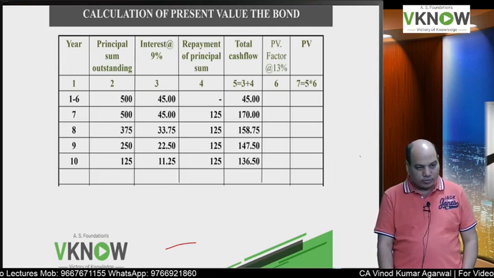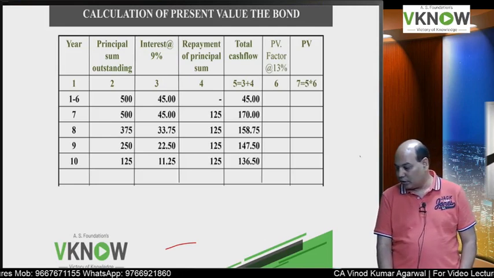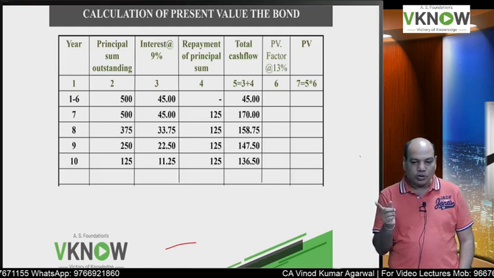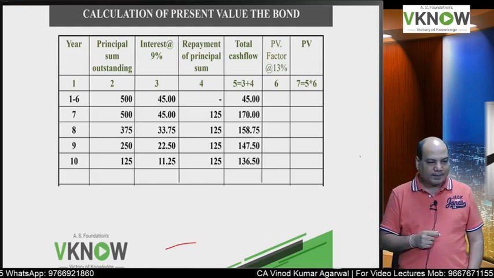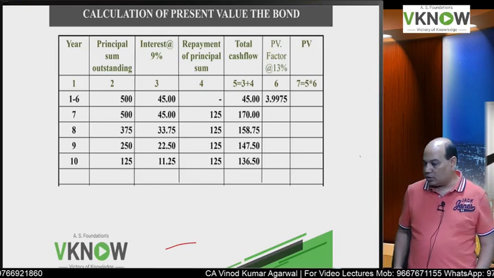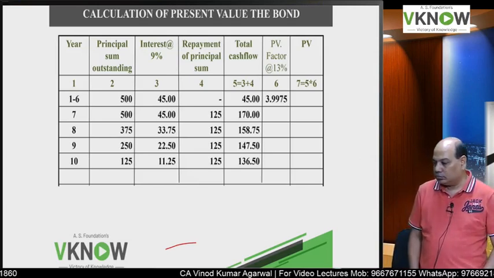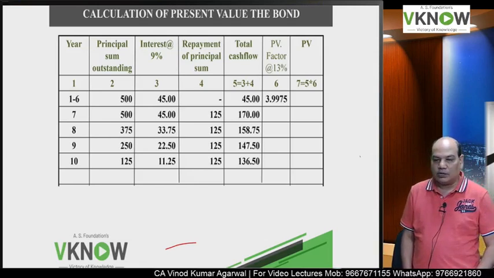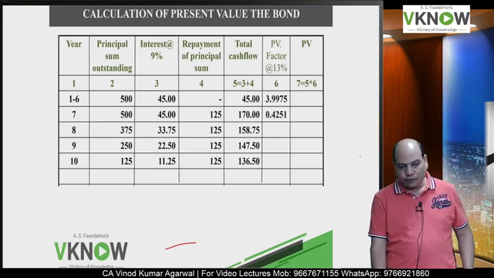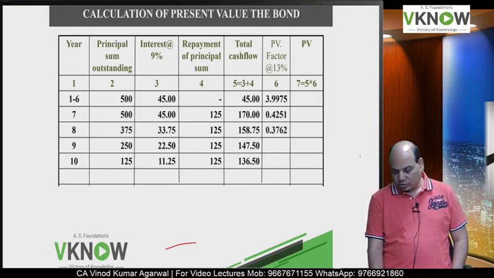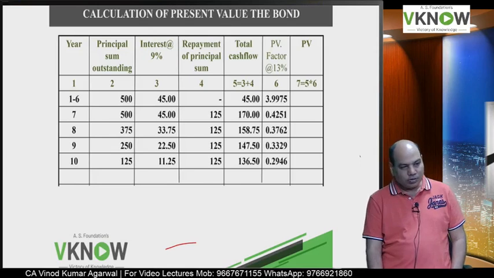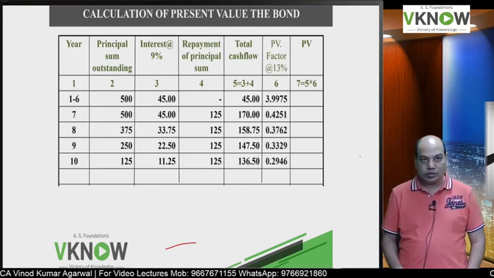Okay, factor now. 13% and 6 year annuity factor. 1 divided by 1.13 equal to memory plus. Equal to memory plus 6 times. Memory recall. So you will get 3.9975. Now 7th year factor, 1 divided by 1.13, just press equal to 7 times. 0.4251, equal to 0.3762, again equal to 0.3329, again equal to 0.2946. Okay.